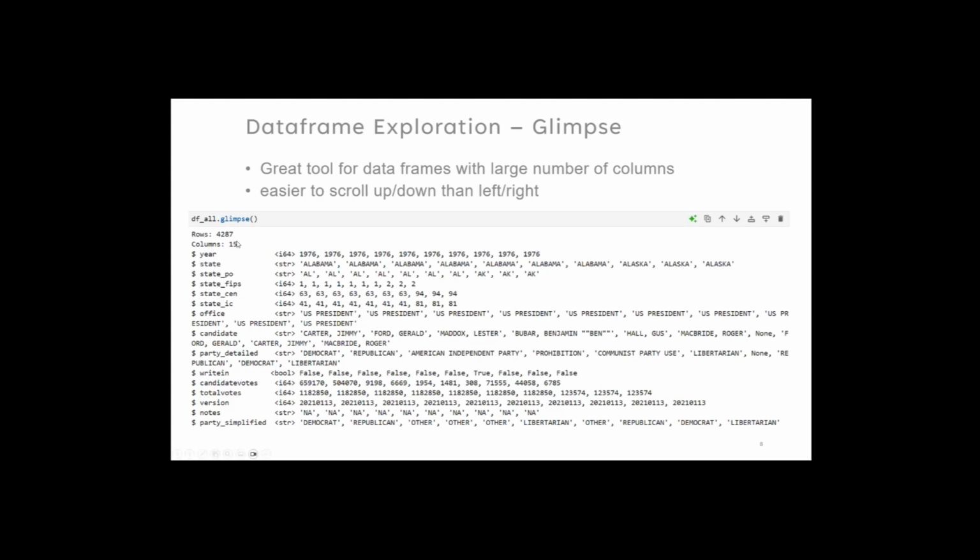So Glimpse gives you a transposed view as a text representation for the first n rows of your data frame. It has the column names and the column types. You could easily copy and paste this and dump it off into a text file. It's really, really useful.